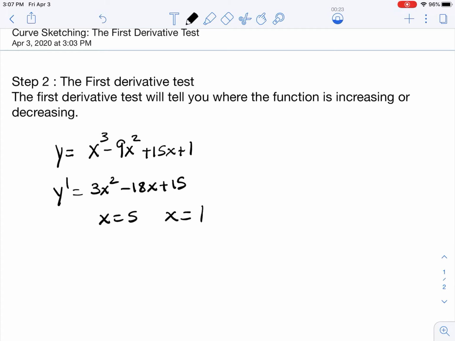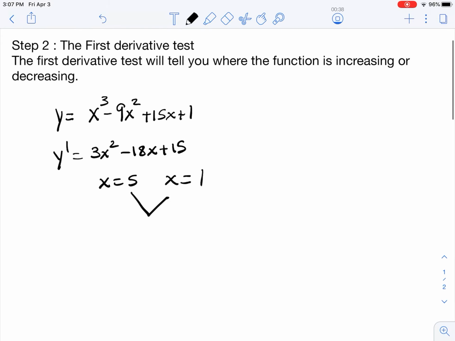So here's our function we're working with, y equals x cubed minus 9x squared plus 15x plus 1. We got the derivative, which we took in video 1, and we got the two critical values that we calculated in video 1. So now what we want to do is the first derivative test, and I'm going to draw this line as a visual. And I'm going to put 1 here, and I'm going to put 5 here.